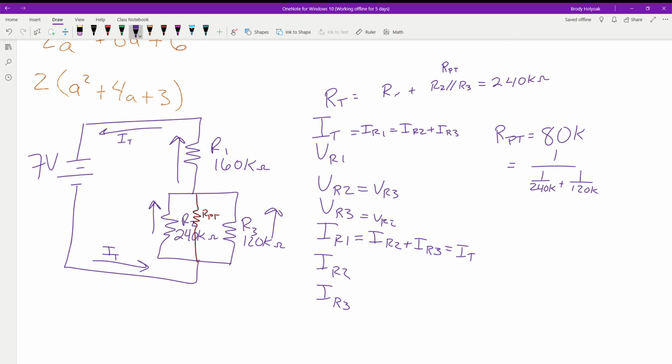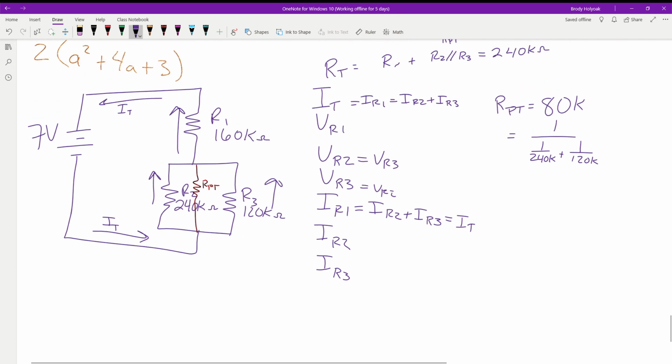How to calculate it? Okay, so let's go with that. Let's solve for our I total first, and then we'll get to those branch currents. Our current total is equal to the voltage total divided by the resistance total. So we have 7 volts divided by 240 kiloohms.